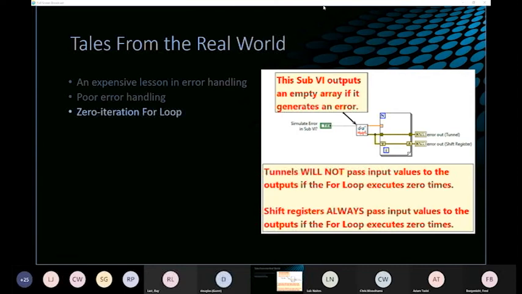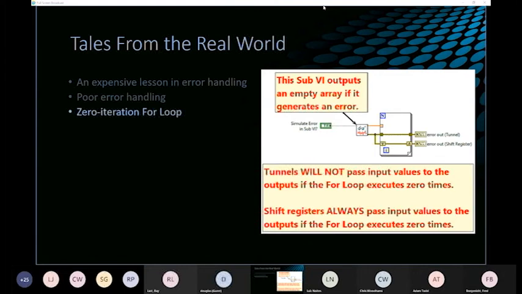So what we want to do is, instead of using regular tunnels, we want to use a shift register on that error input as shown in the code. The shift register will always output the value that was passed into it. So a lot of developers don't know about this. The 0 iteration for loop, tunnels do not pass the input values out. They pass the default value. So take a look in your code, see if you have that. You probably will find some instances of that. Most developers don't learn about this till they have a problem. They realize that, hey, had an error, it didn't come out. The other one that gets lost is a ref num. Let's say where that array of doubles might have been a ref num to a file or something like that.